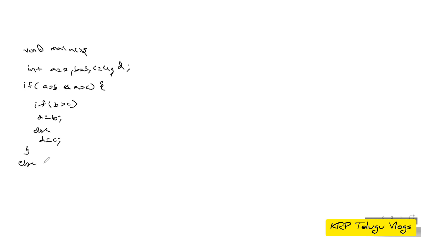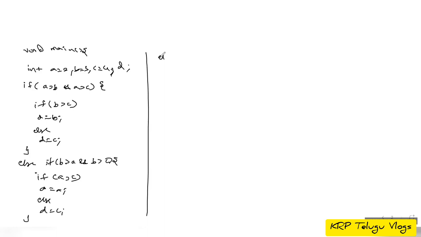Else, the next statement is else if b greater than a and b greater than c. If this is true, we have to make a fight between a and c. So if a is greater than c, d is equal to a, else d is equal to c. Is that clear? Understood?